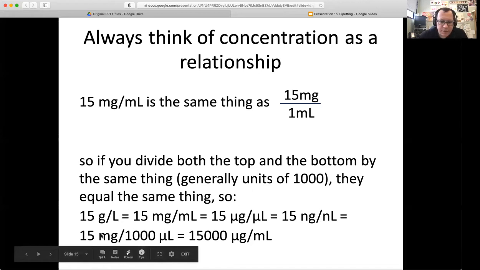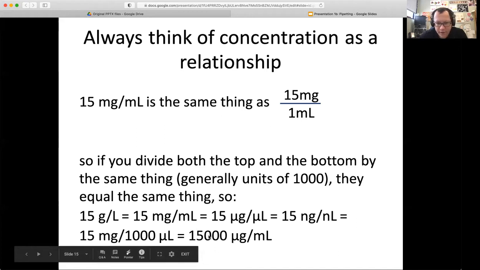Conversely, we can do some other equivalent things here. So we said we had 15 mgs per milliliter, right? We can also express milliliters as microliters, okay? So 1 milliliter is 1,000 microliters, right? That's equivalent. So 15 milligrams per 1,000 microliters is the same thing as this.